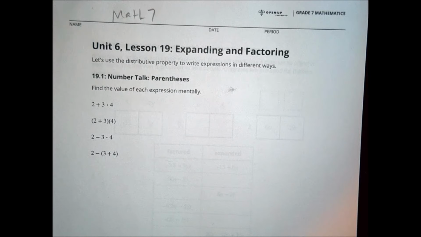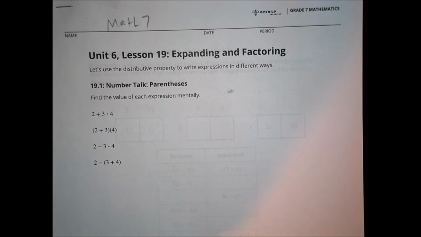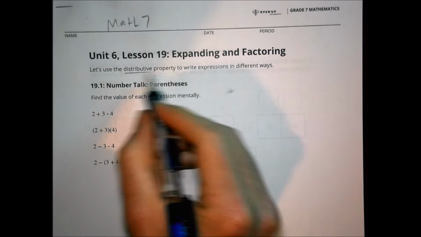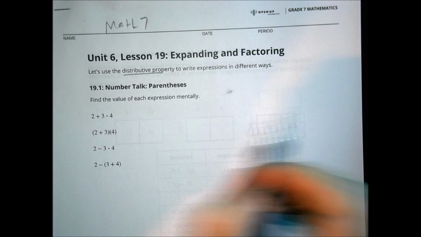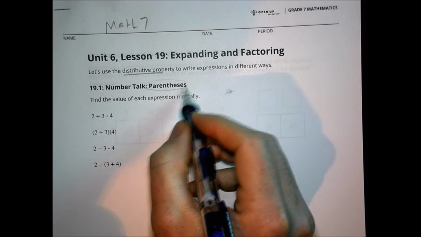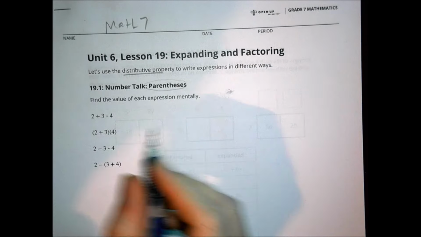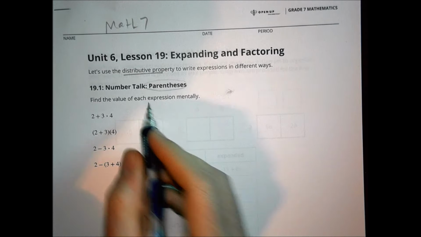Hi there, this is Math 7, Unit 6, Lesson 19, Expanding and Factoring today. We're going to use the distributive property to write expressions in different ways. So first of all, let's have a little talk about parentheses and order of operations, and find the value of each expression mentally.